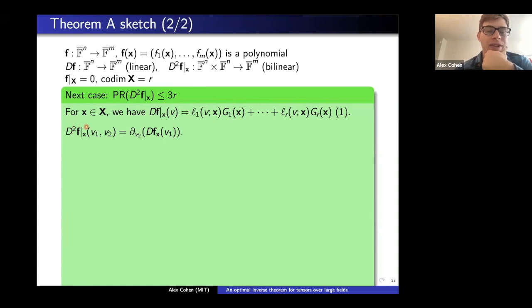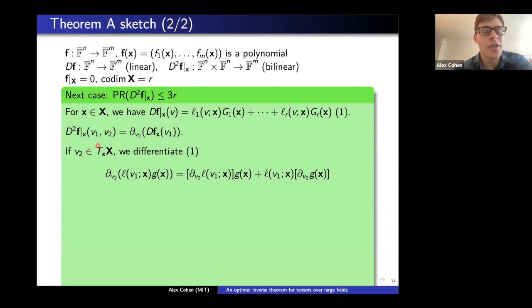Okay, the second derivative at v1 and v2 is, if we put in v1 and think of that as a function of x, then we differentiate that function in x in the direction v2. So this derivative of f at x in the direction v1 is some function of x. There's an equation for that function that holds for all x in the variety of x. And so if the vector v2 lies in the tangent space of x, we're allowed to differentiate the equation on the variety x. I realize I'm saying the word variety a lot of times without really talking about what that is or drawing pictures, but I hope that's okay just for the last few minutes of the talk.